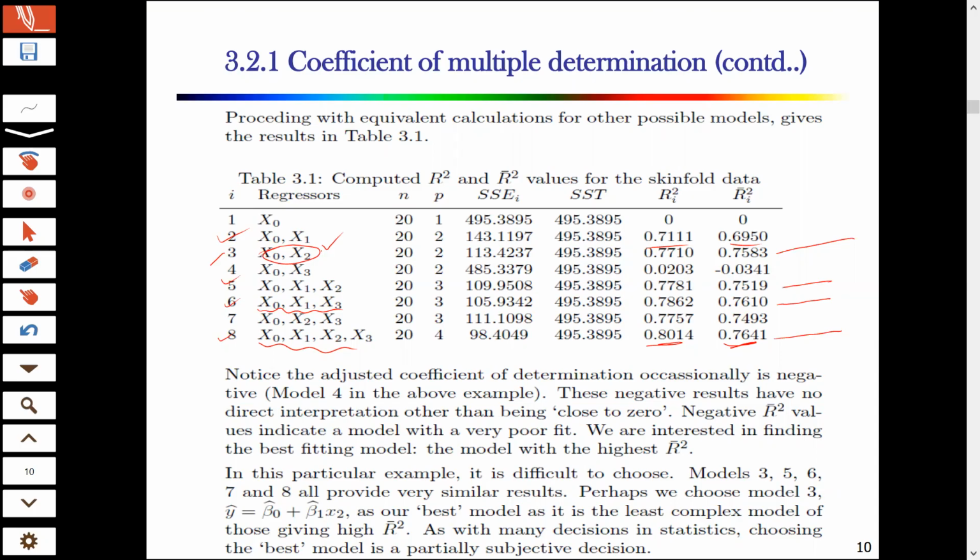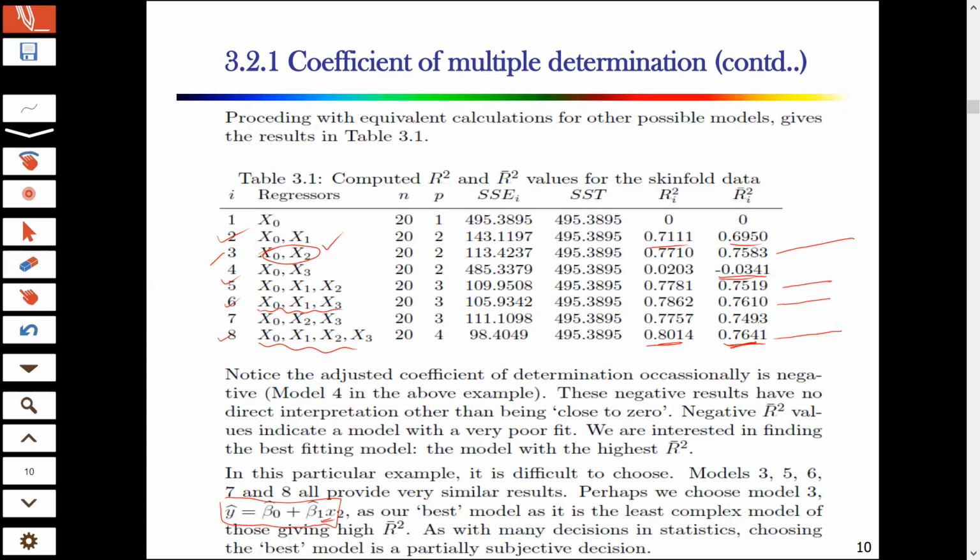And look at here, in some cases you can get a negative R square value. These negative results have no direct interpretation other than being close to 0. Negative R square values indicate a model with a poor fit. We are interested in finding the best model, the model with the highest R square. So based on this case, this is probably our best model, because it is a simple model, only including one independent variable. There is only one included variable, but in model 8 we have seen all of the independent variables.